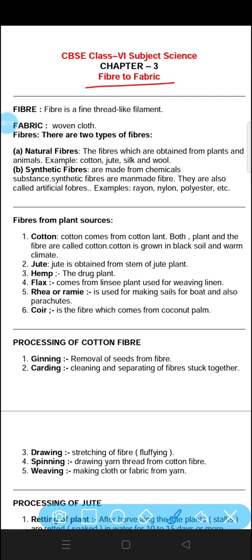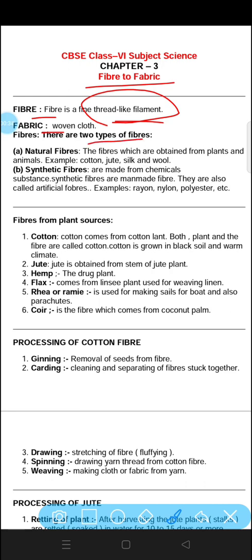So we will start with the definition of fiber. Fiber is a fine thread-like filament. The finest thread that we see is fiber. And fabric is a cloth which is being woven by fibers, right? So fibers are, we can say simply, threads that we use to make our clothes.